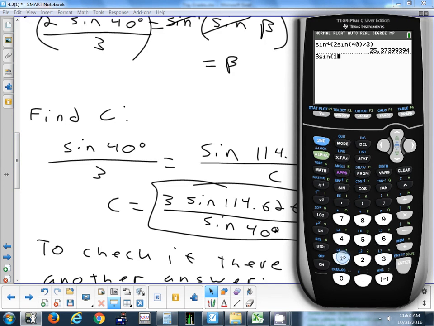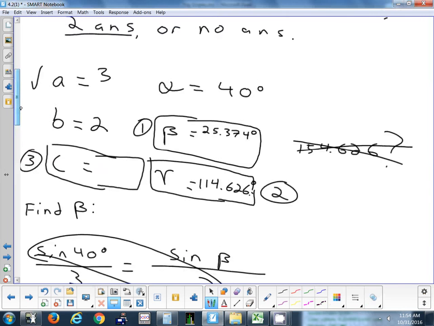Okay, so 3 sine 114.626 divided by sine 40. Okay, so 4.243. Make sure you round properly. 4.243. Okay, is the biggest side across from the biggest angle? Yes. How about smallest side with the smallest angle? Yep. And if you add up any 2 sides, they should always be bigger than the third. So I'm just checking, things look reasonable. There's nothing obviously wrong with my answers.